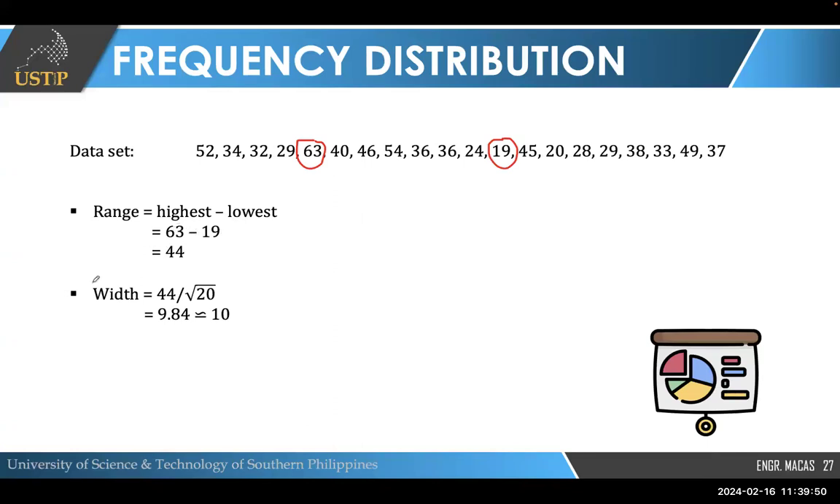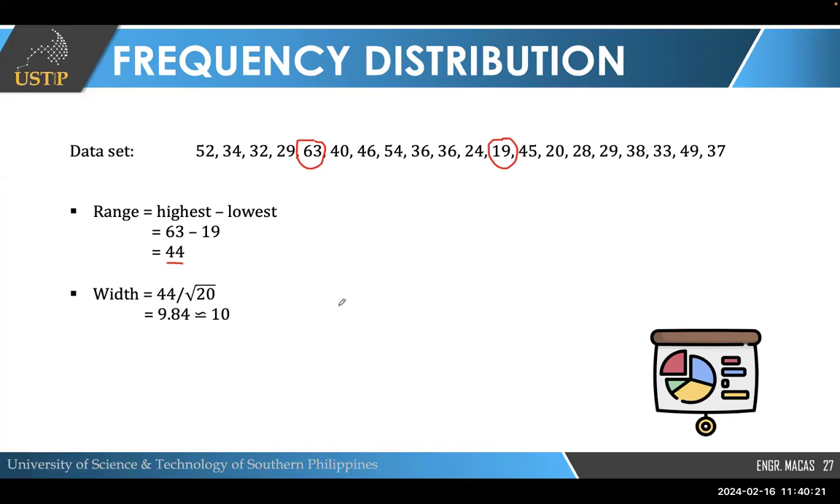And then calculating the width of the interval, that would be the range, which is 44, divided by the square root of the sample size. Your sample size is 20, the number of your respondents or subjects. So calculating that, we get 9.84, but you cannot use a width of 9.84, so we round it off to the nearest integer. So that would be 10.